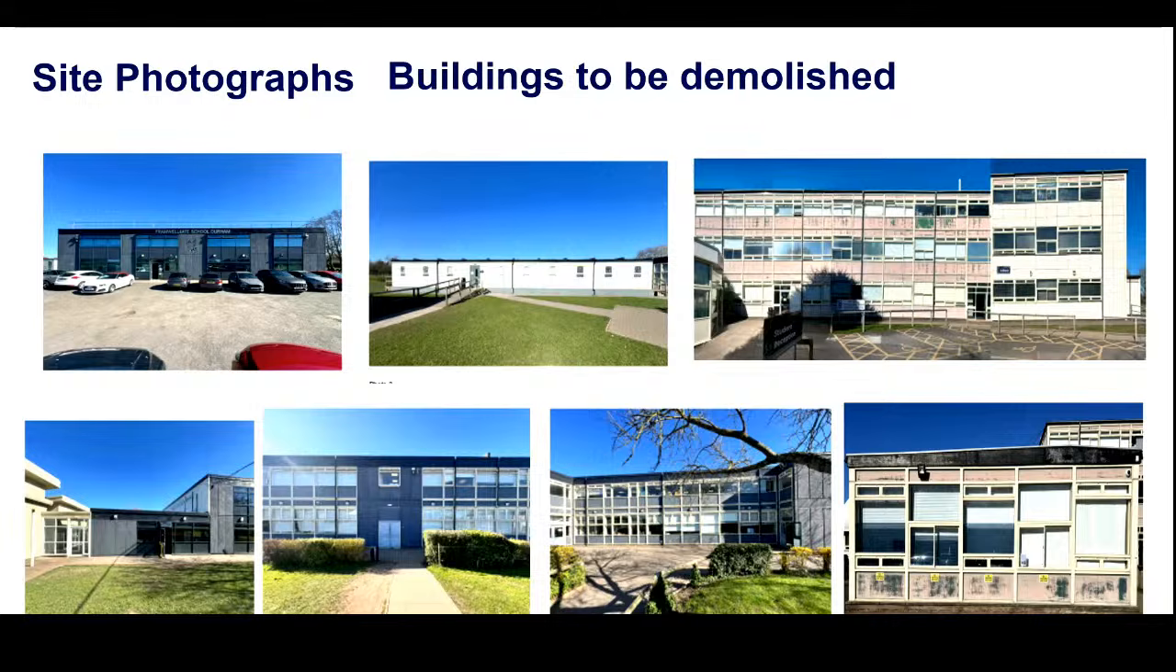So I've included some photos here of the buildings to be demolished. As you can see, most of the buildings on the site vary in scale and mass and are mostly constructed from a prefabricated concrete panel system with ribbon and punched windows. They consist of 1-, 2-, and 3-storey blocks, with the majority having flat roofs. And that just gives you an idea of the state of the buildings at the moment.